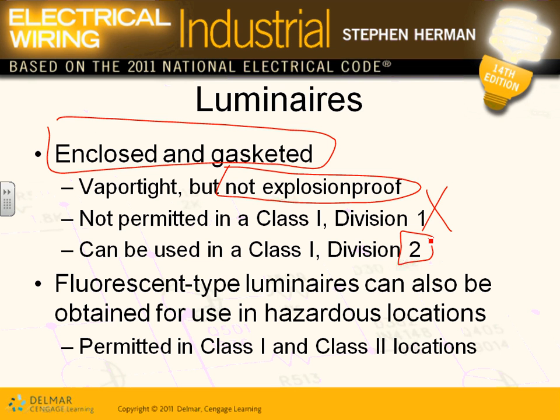Okay, fluorescent luminaires can also be obtained for a hazardous location, permitted in a Class 1 as well as in a Class 2. So you're going to find, again, back to the manufacturer, guys, the manufacturers standardize. They can have a fixture that says either explosion proof or separate. Explosion proof is always separate. Then the other ones can say Class 1 Div 2, Class 2 Div 1 and 2, Class 3 Div 1 and 2. Other than explosion proof, they have one that fits all the other criteria.